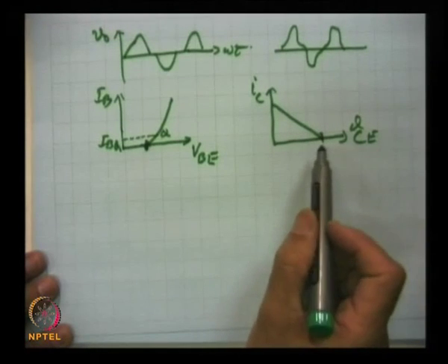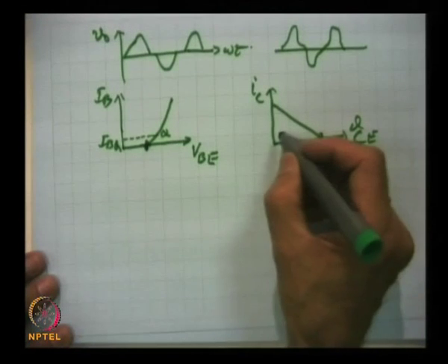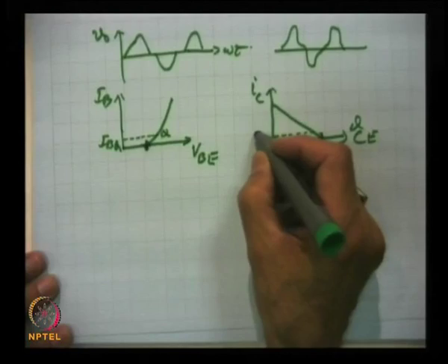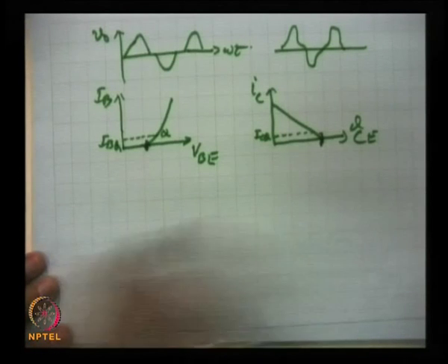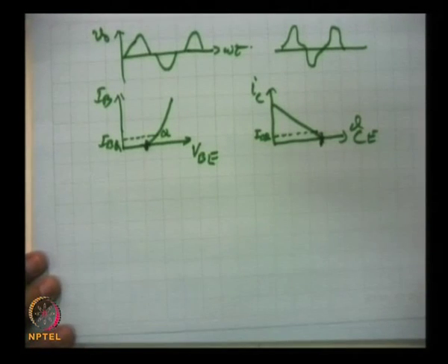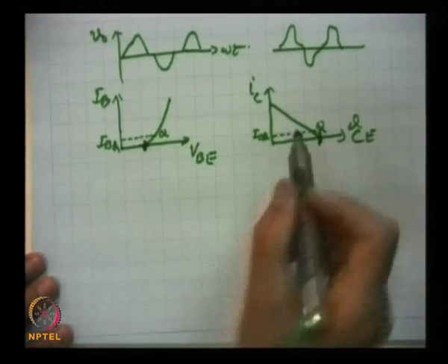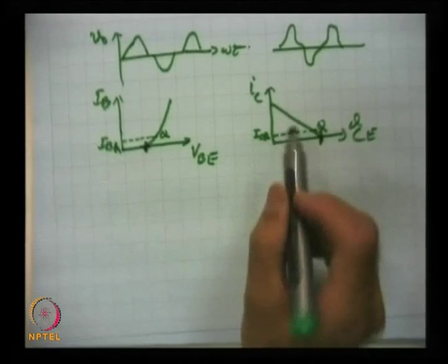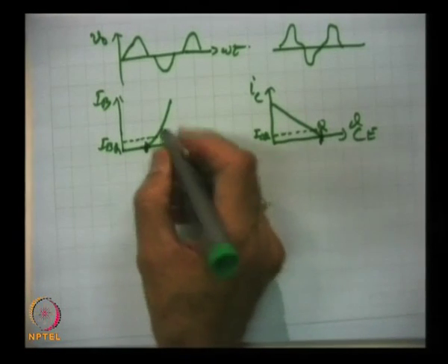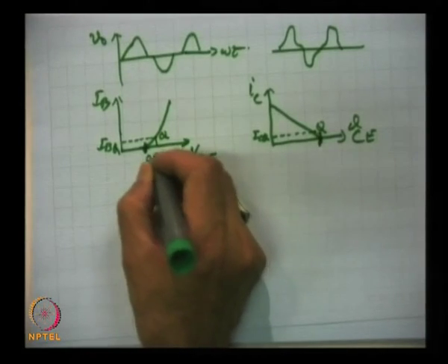For class B operation, the operating point was exactly at cutoff, but now we have moved it so that the quiescent current is not 0 here. When this is done, the Q point has been shifted to this. This will take care of that 0.7 bias. That means this voltage is 0.7 volts.